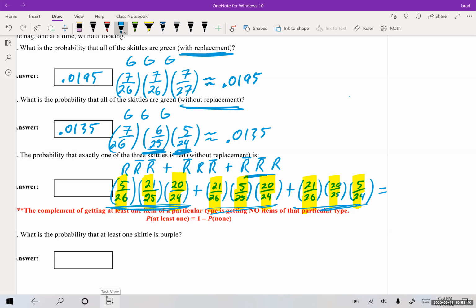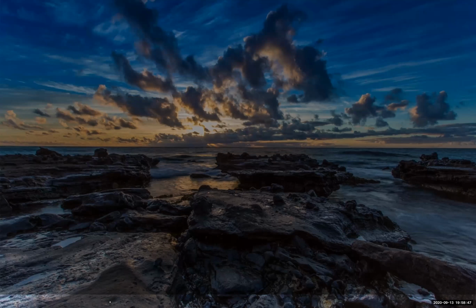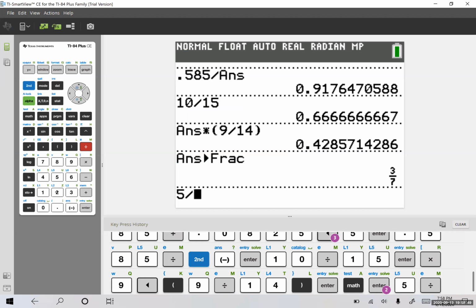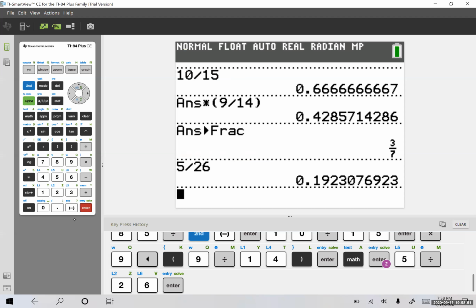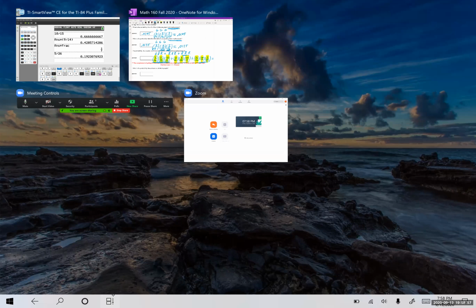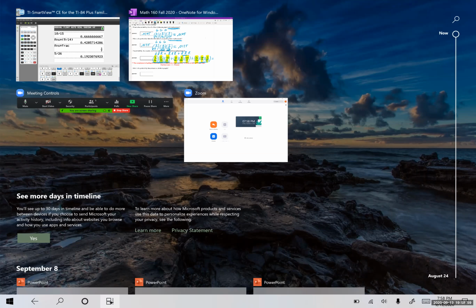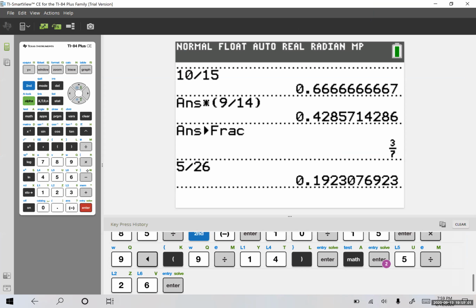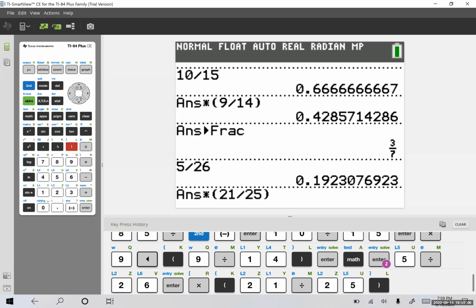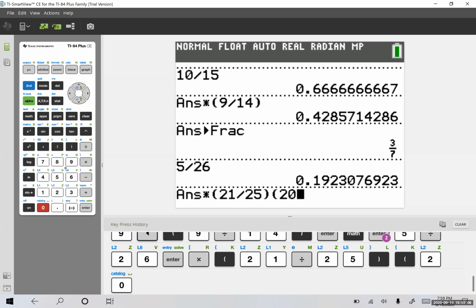So when you do that and you plug this in on your calculator, you should get 0.404. I'll do one. I'll do 5 out of 26. 5 divided by 26, enter, times, what was it? What's the next one we're doing? 21 and 20. Okay. Times parentheses 21 divided by 25 times parentheses 20 divided by 24.